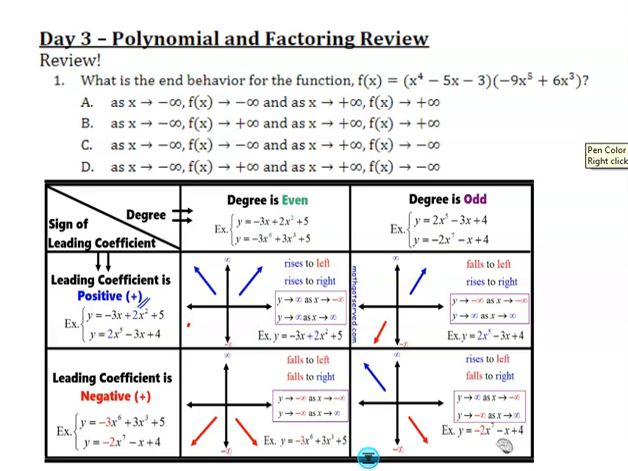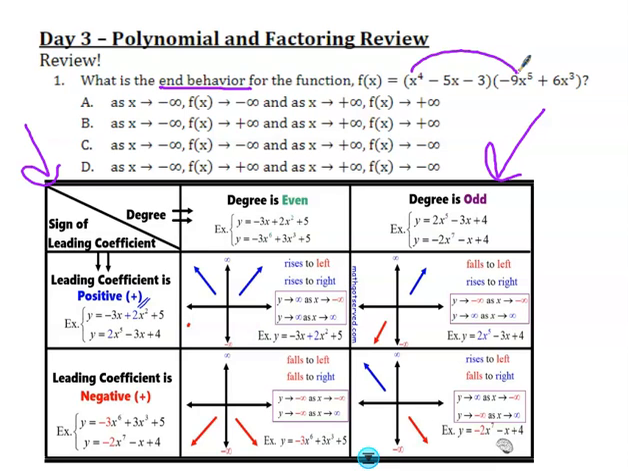So the review, what is the end behavior for the function? I found this nifty image that was just talking about what end behavior is, okay? So let's remind ourselves what we learned in the first 2 units. First we need to find the leading coefficient, which is attached to the highest degree. The highest degree is very important. It tells us what this thing is going to look like.